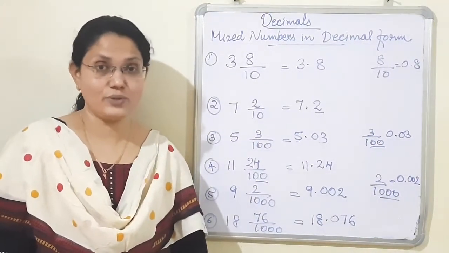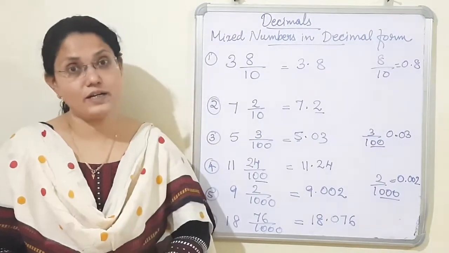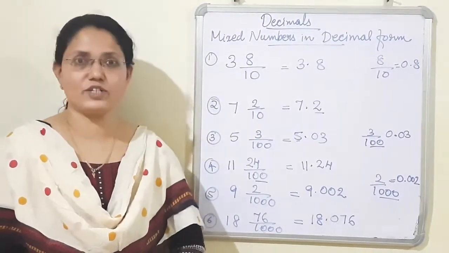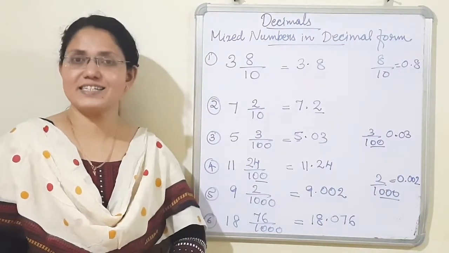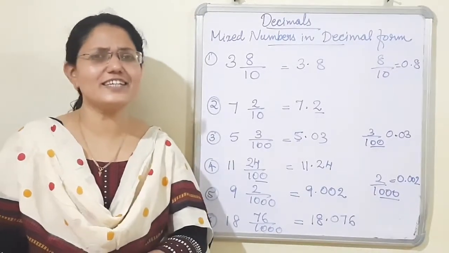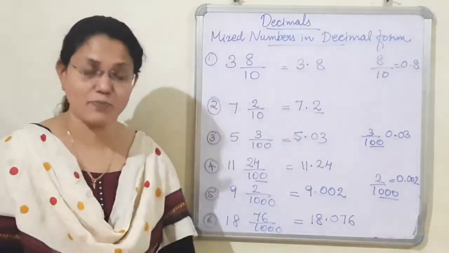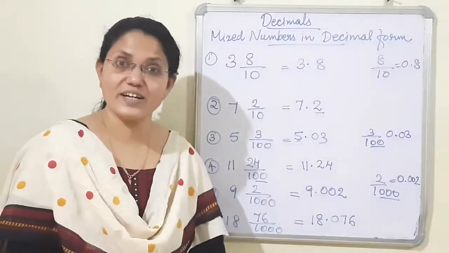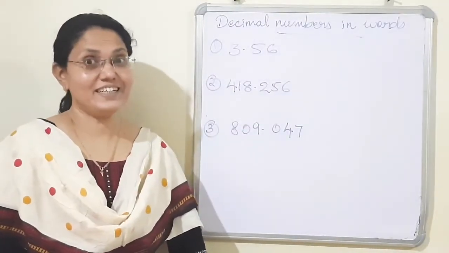18.076. And already you know how we read a decimal number. The whole number part we read just like a whole number itself, and after the decimal point we read each of the digits separately. Therefore here we can read it as 18.076.